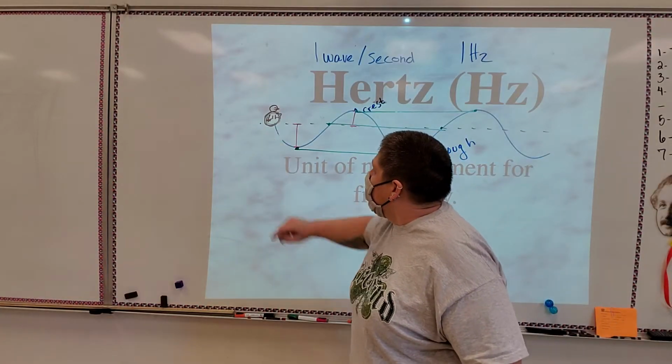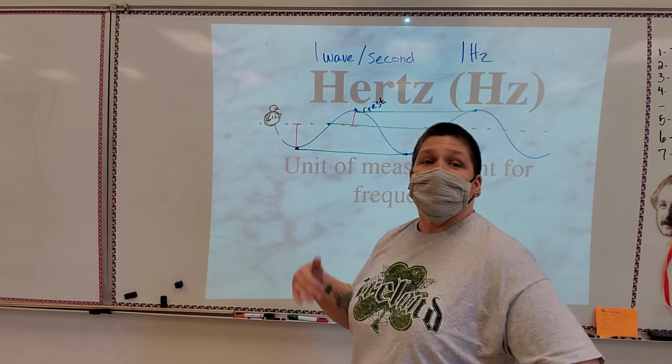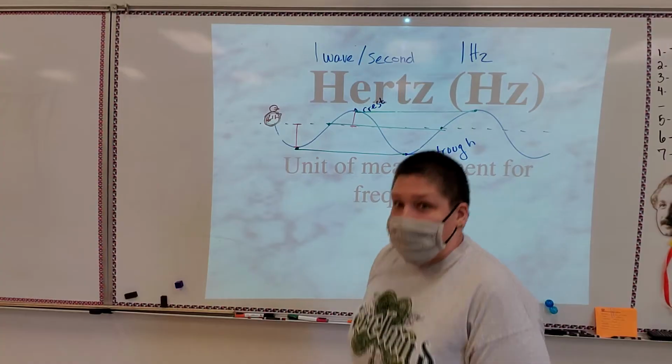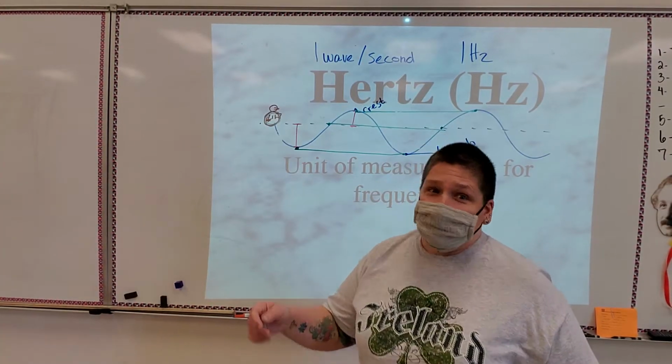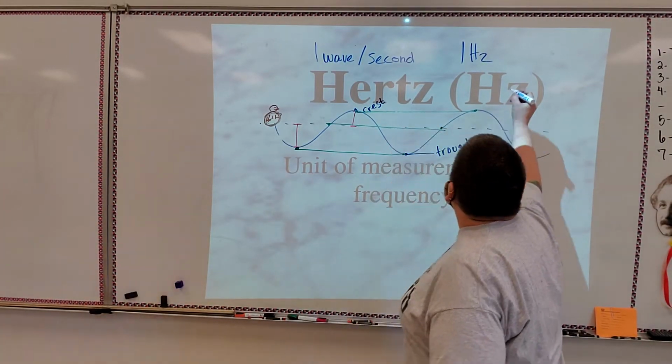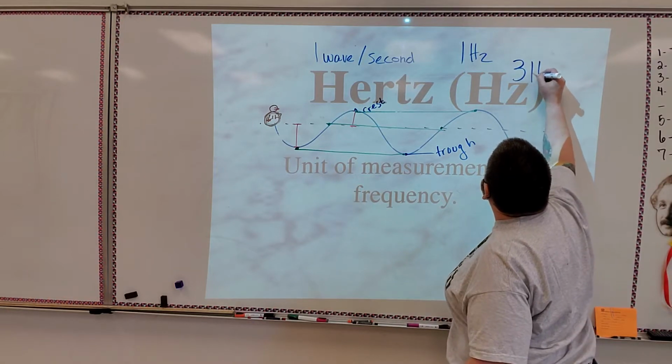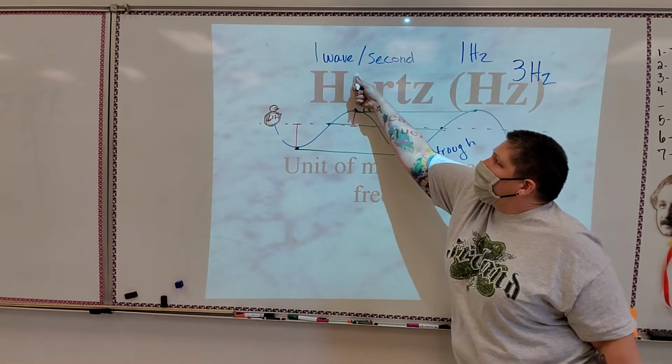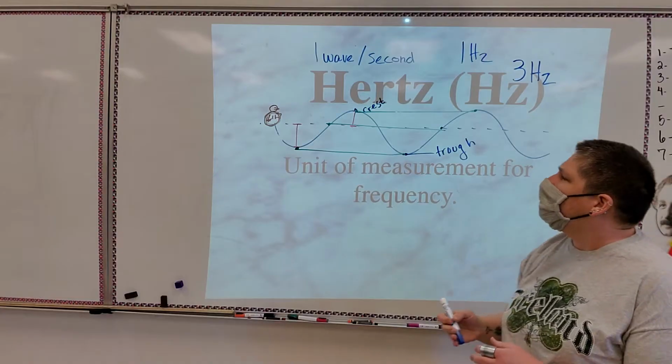So let's say Bob here is bobbing 3 bobs a second. 1, 2, that wave, man, it's just picking up. You might say that's 3 Hertz, right? 3 bobs per second or 3 waves per second, 3 Hertz.